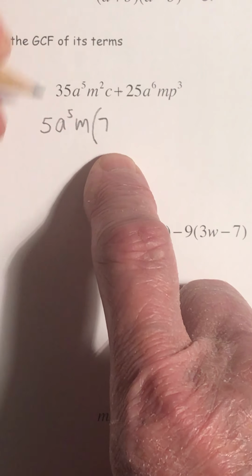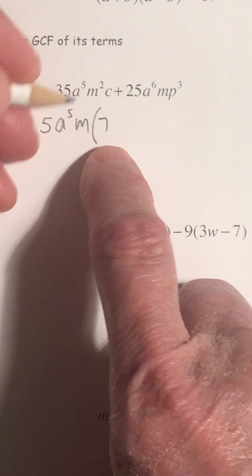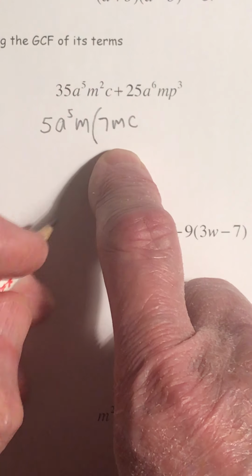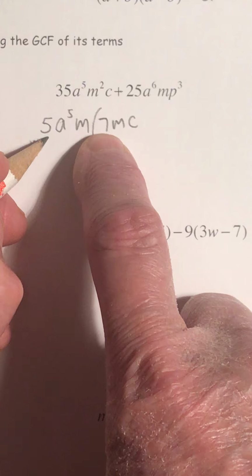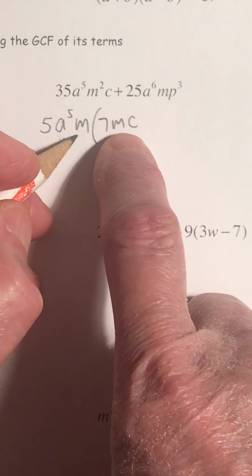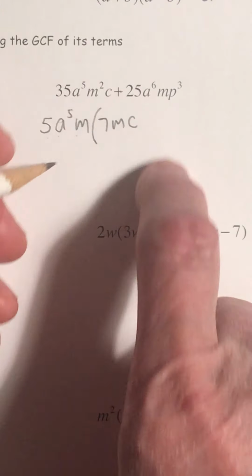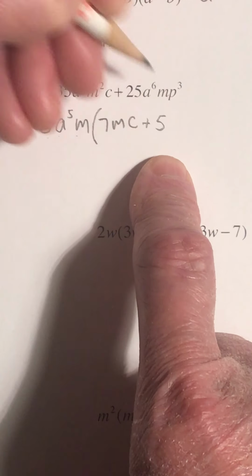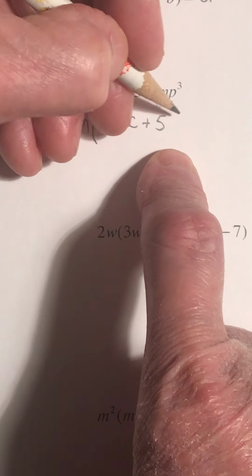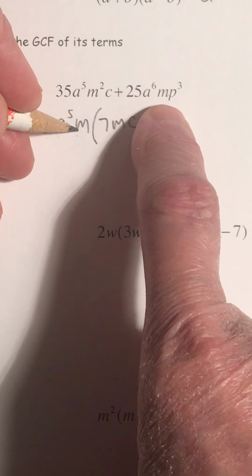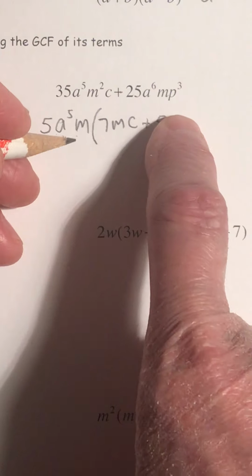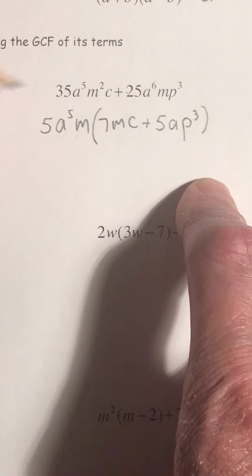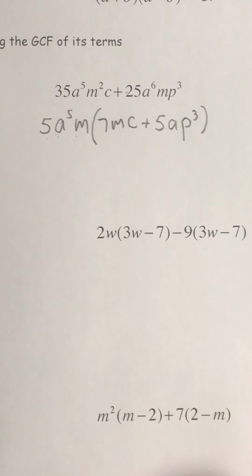We need a 7 to get the 35. We do not want an A, we do want an M, and we also want a C. There's 35. A to the fifth, M to the second, C. Same original term. And then 5 times 5 would make the 25. We need an A to get an A to the sixth. We don't want an M. And we need the P to the third thingamajig. And there we go. There's our answer for that. Okay?